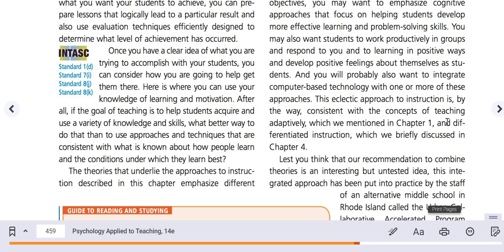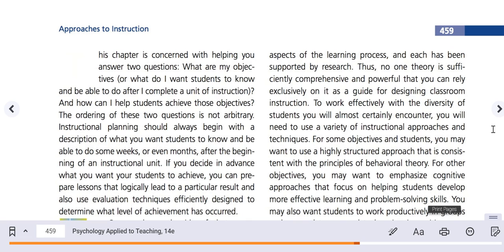The theories that underlie the approaches to instruction described in this chapter emphasize different aspects of the learning process, and each has been supported by research. Thus, no one theory is sufficiently comprehensive and powerful that you can rely exclusively on it as a guide for designing classroom instruction. To work effectively with the diversity of students you will almost certainly encounter, you will need to use a variety of instructional approaches and techniques.